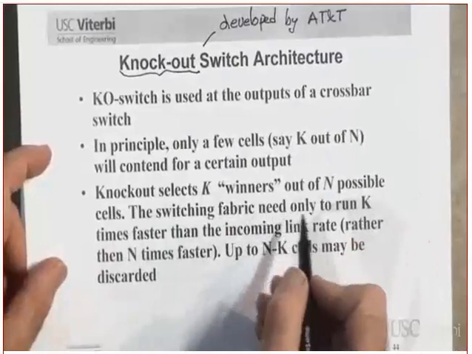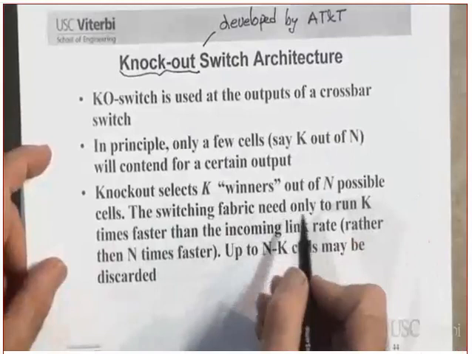The larger the K is, the cost of the switch will become high. The ultimate choice is K equal to N, all of them. And when you choose all of them, it means the switch needs to work faster because it handles all of these N cells simultaneously. Now we are going to use the same assumptions as before: that there is a cell and the cell is headed to a particular output uniformly. So it's the same assumption.